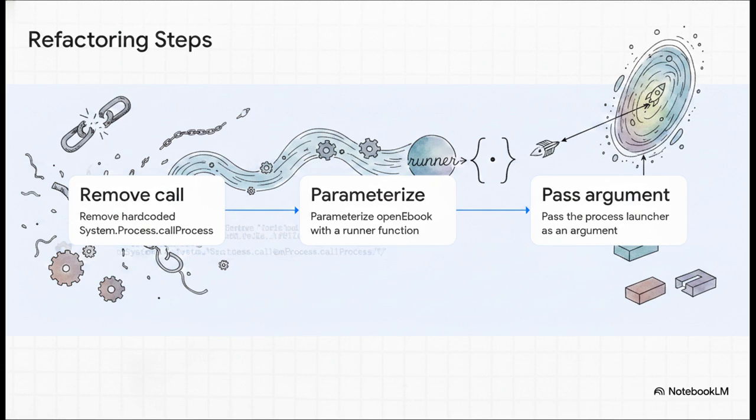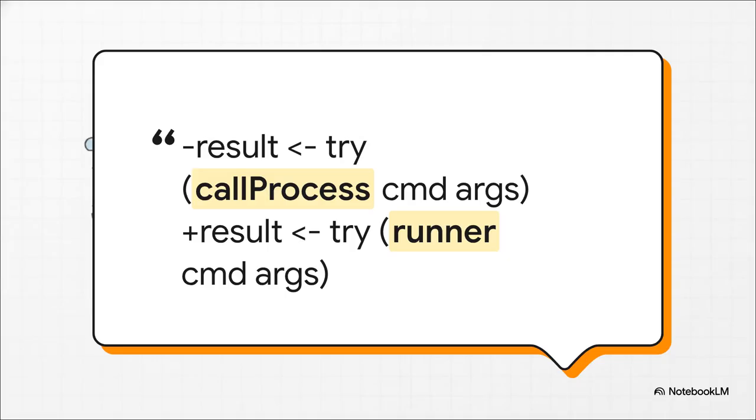First, we just entirely rip out the hard-coded reliance on a specific system process. Second, we parameterize the open ebook function with a variable we'll call a runner. And third, instead of assuming we know the environment, we pass the actual process launcher as an argument when we call the function. By decoupling the action from the hard-coded system command, we gain total flexibility over what happens in different environments. We're essentially taking a line that said result: try call process cmd args and swapping it to result: try runner cmd args.